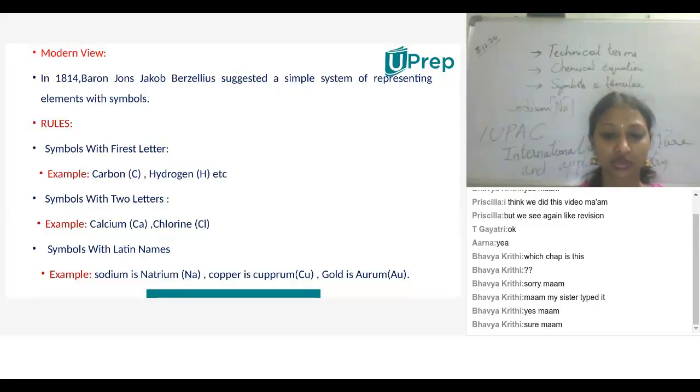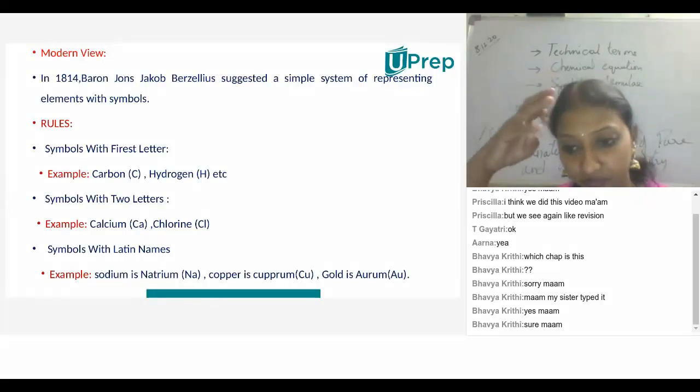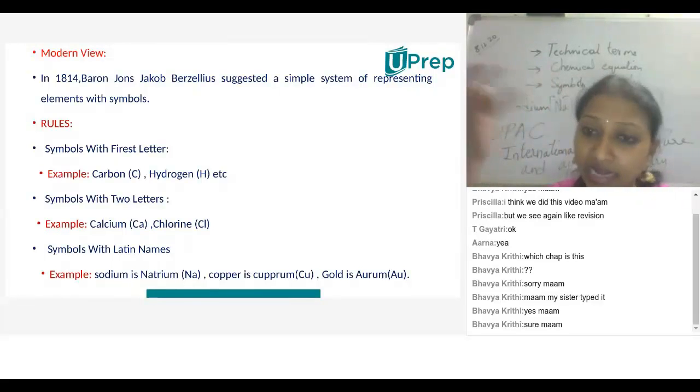Okay, symbols from the Latin names. So he has given prominence to the first letter and to the second letter, and the next one is prominence from the Latin names. Sodium is taken from the Latin name natrium. Copper is taken from the Latin name cuprum. Gold is taken from the Latin name aurum, the symbol Au. Though they are taken from the Latin names, he also considered the first letter or the two letters or the importance of the third letter.